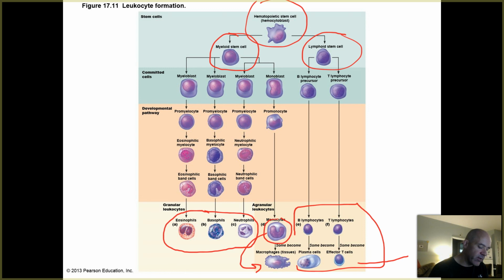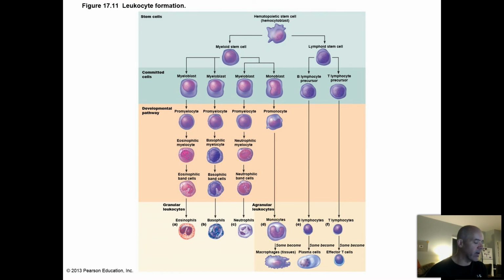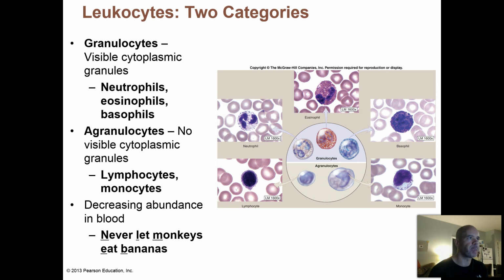Underneath the lymphocytes over here, where you see plasma cells and effector T cells and so forth, we'll hear more about those when we get to Unit 3, when we cover the immune system.